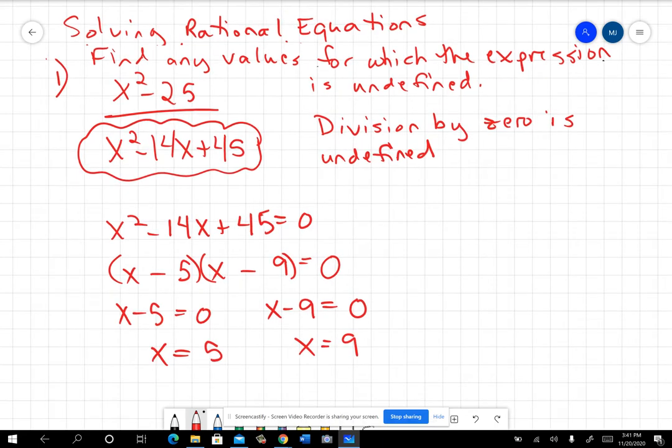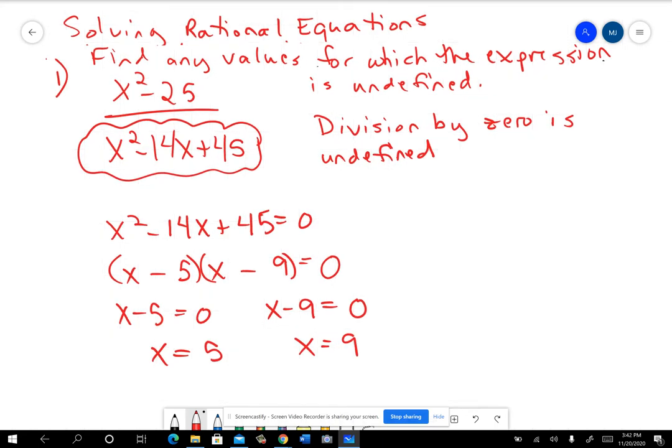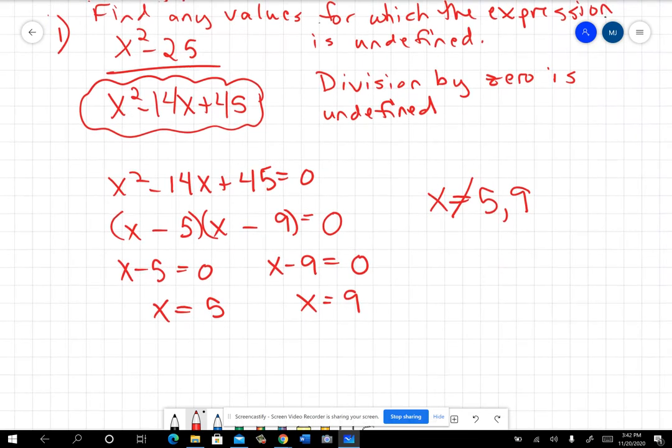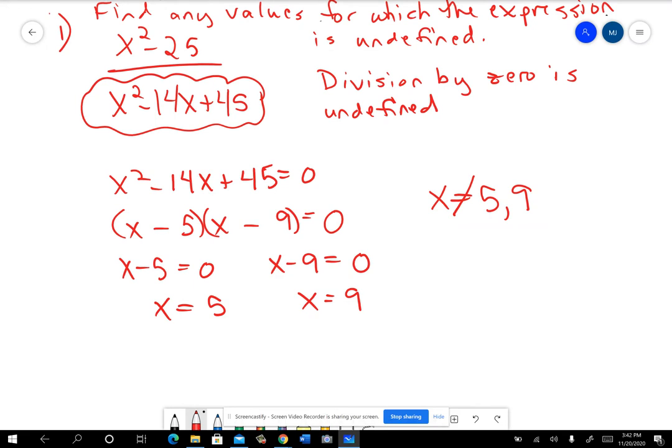So I wind up with x is 5 and x is 9 are the numbers that would cause x squared minus 14x plus 45 to equal 0. So if I put those in, the denominator would be 0, and that would be a problem. So that means x can't be 5 or 9. I don't want it to equal 5 or 9, or the expression would be undefined because you'd have division by 0. Okay, now that's related to solving an equation you'll see in a minute. That's something we have to think about when we're working on solving an equation.